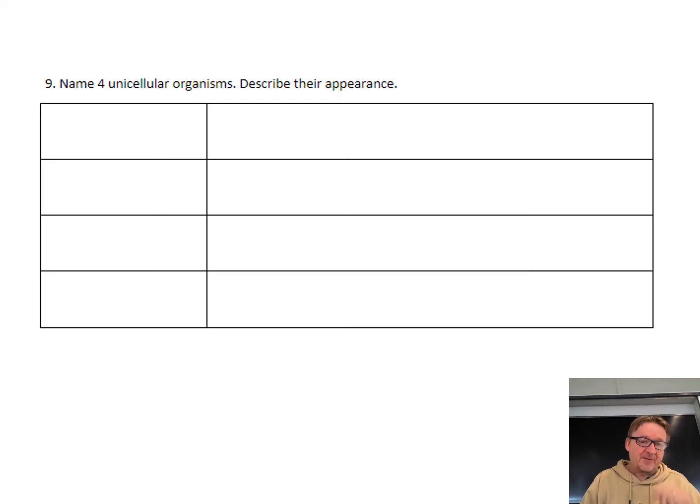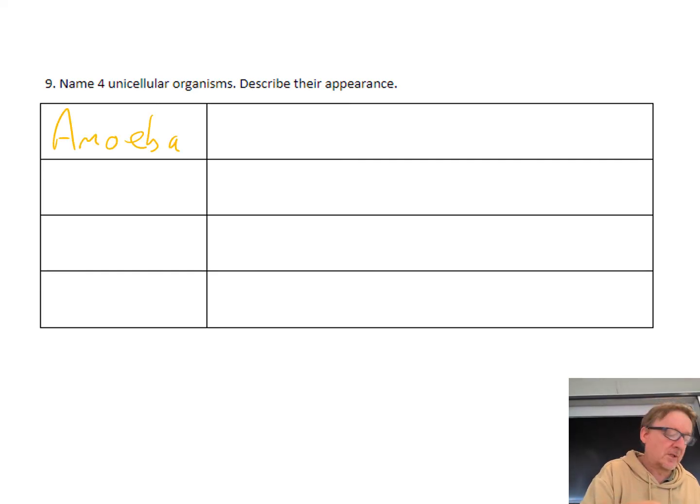Question number 9, name 4 unicellular organisms, describe their appearance. Right, so we'll go for a bit of orange on this one. We've got amoeba, we've got bacteria, we've got euglena, and we've got fungi.